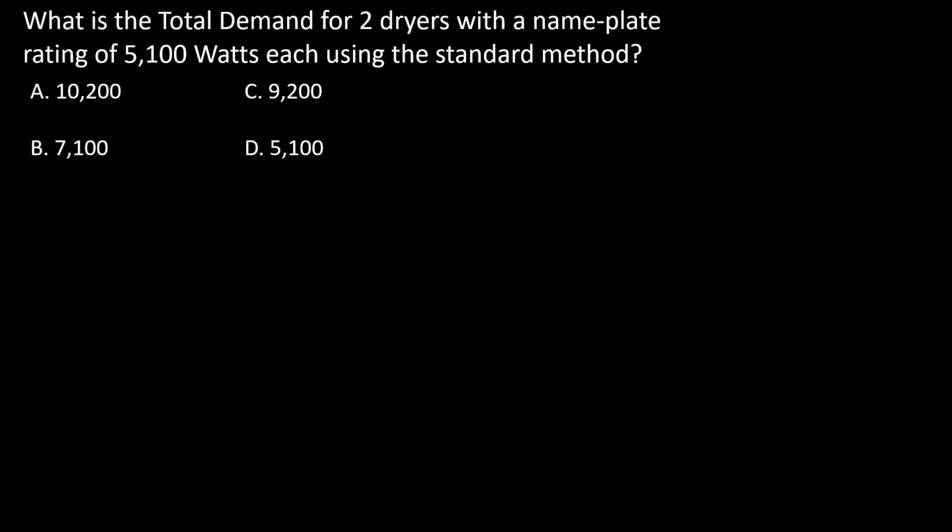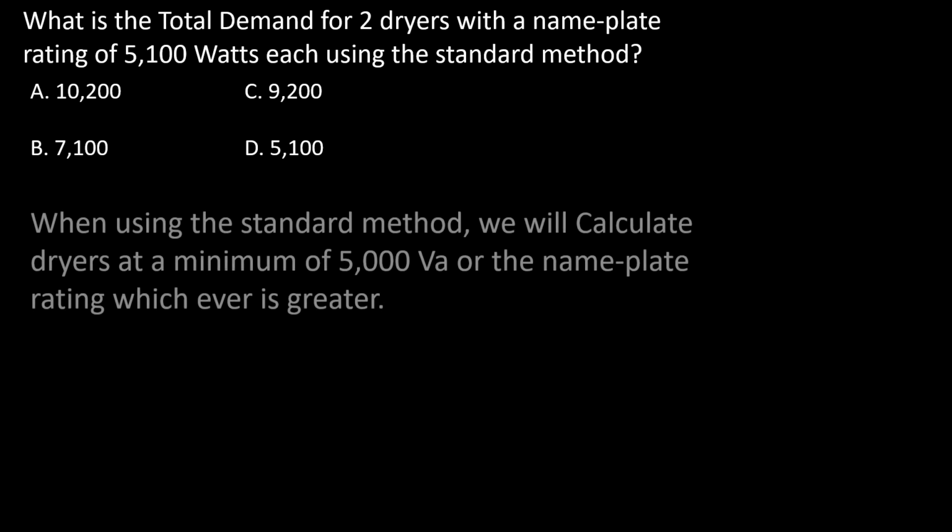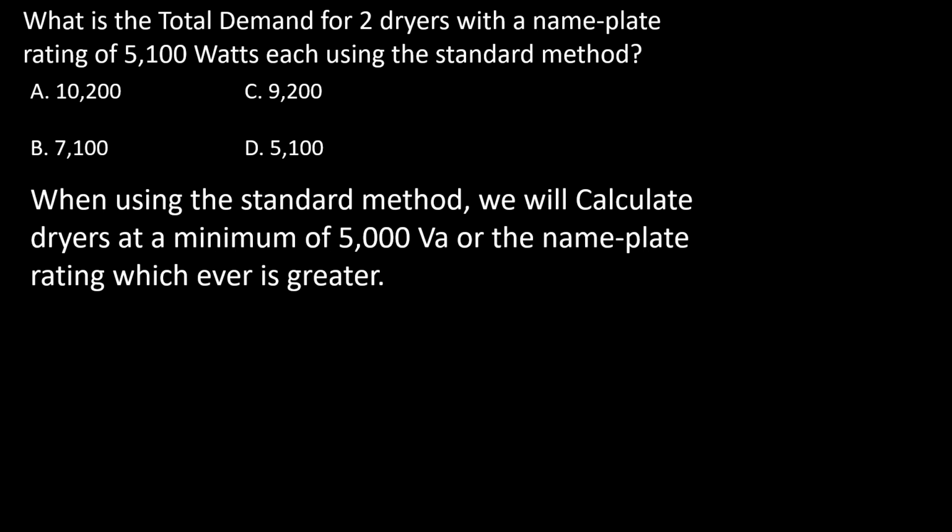Let's do one more easy one as a refresher before we get into the more complex calculations. What is the total demand for 2 dryers with a nameplate rating of 5,100 watts each using the standard method? Remember, when we're using the standard method, we calculate the dryers at a minimum of 5,000 VA or the nameplate rating, whichever is greater. We take 2 multiplied by 5,100, and that's going to give us 10,200.